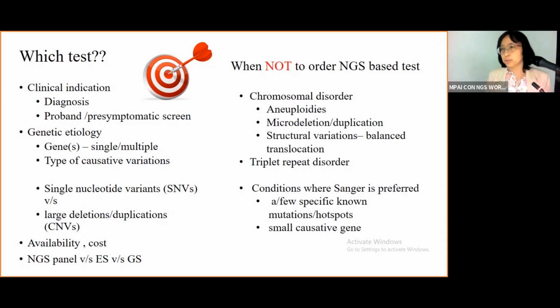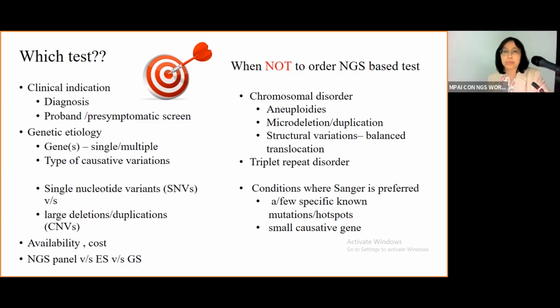Microdeletion duplication syndromes, 22q deletion, etc. Again, we would prefer a microarray here. Then structural variations, balanced translocations, karyotype is the gold standard. NGS is not right now validated for detection. So even if it can detect, we need an alternative method for validation. So this is not the first line modality of testing.